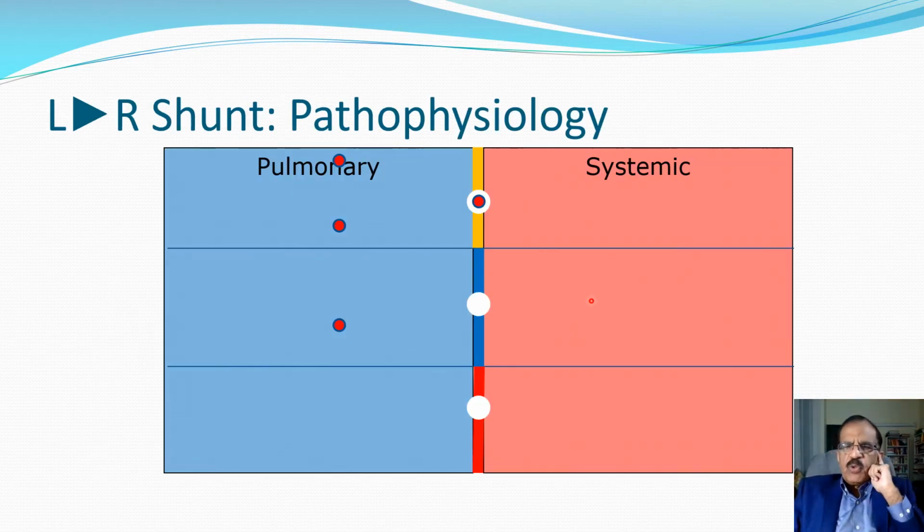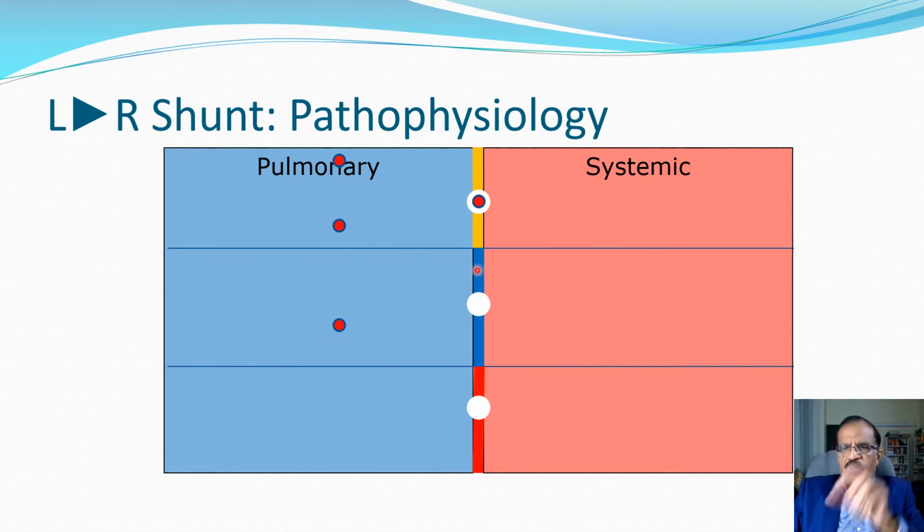Now, I think if you want to really understand the common features of these three shunts, you need to understand this picture. So I have drawn these two circulations, left-sided circulation in red, this is systemic circulation, and right-sided circulation in blue, which is pulmonary circulation. And there are three possible sites of defect. This is the intra-atrial septum, this is intraventricular septum, and this is between aorta and pulmonary artery.